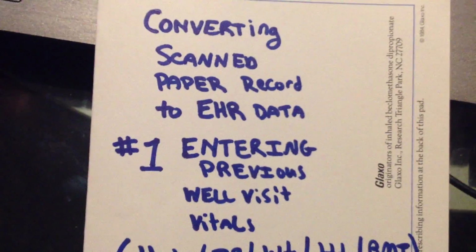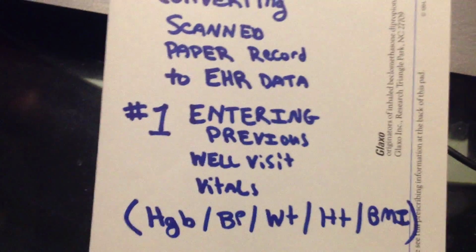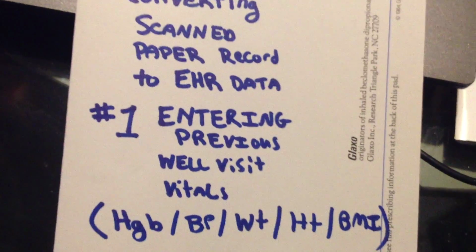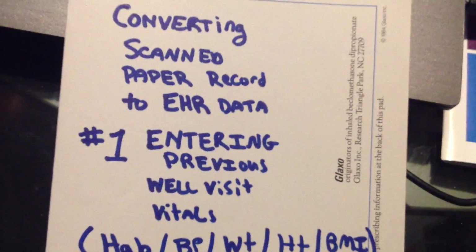So that's my little trick. Again, this is converting scanned paper records to EHR data by entering previous well visits, such as the hemoglobin, blood pressure, weight, height, BMI, etc. That's how I do it.